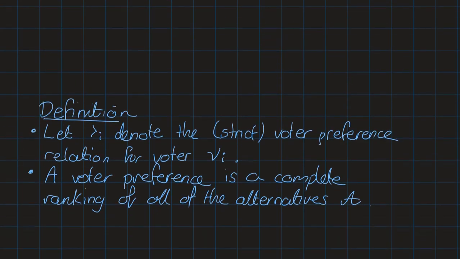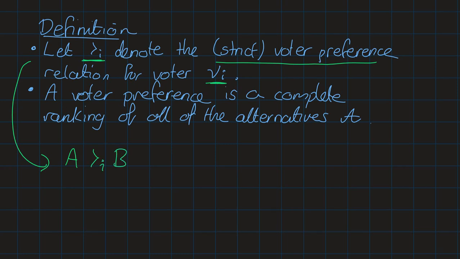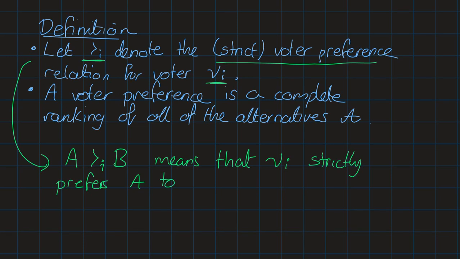Let's move on to a different definition. This definition says let this symbol right here, a greater than sign with a subscript i, denote the strict voter preference for the voter vi. The idea is this symbol tells you how the voter vi is feeling. So for example, if I write something like A, this symbol, B, what this means is that voter vi strictly prefers A to B. Remember, I'm using these uppercase letters A and B to denote the alternatives. So this means that voter vi thinks A is better than B.